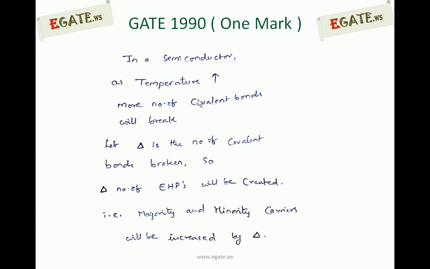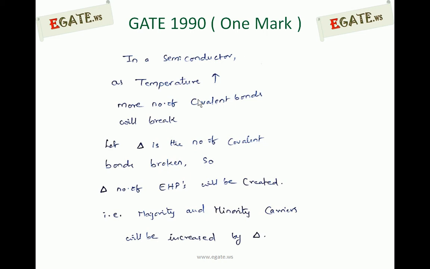We know that for a semiconductor, as temperature increases, more covalent bonds will break. Let delta be the number of covalent bonds going to be broken. Whenever one covalent bond breaks, one electron hole pair is created. So if delta covalent bonds are broken, delta electron hole pairs will be created. That is, delta majority carriers and delta minority carriers are created.